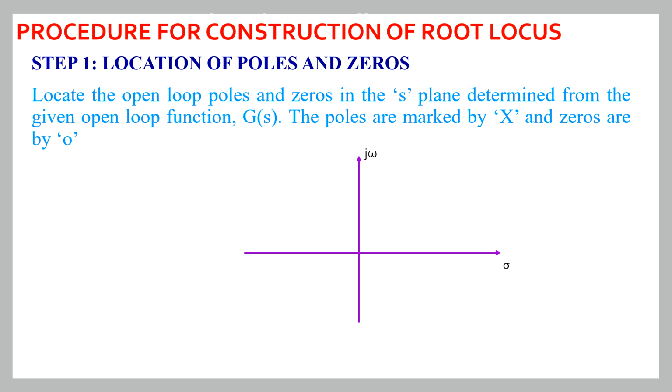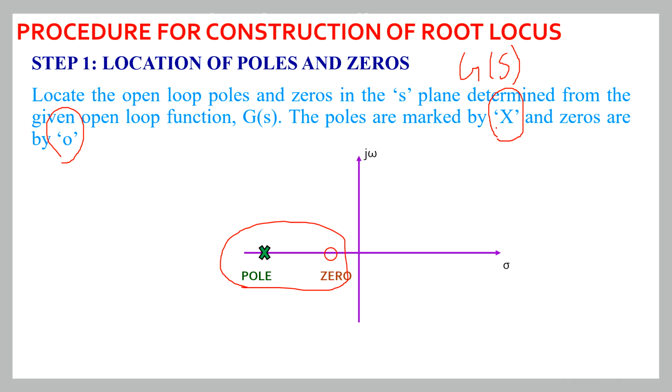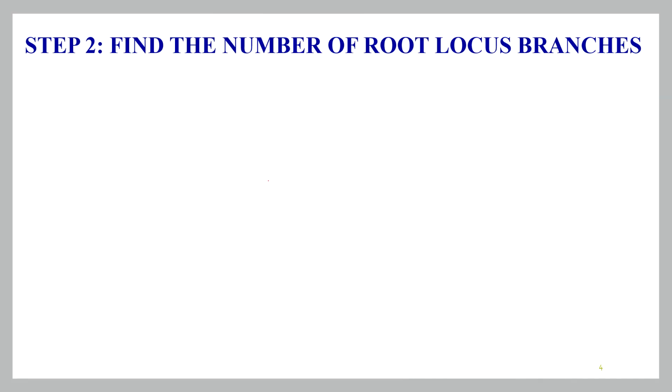The first step is to find the location of poles and zeros. From the given transfer function G(s), equate the numerator polynomial to 0. That gives the zeros. The zeros will be marked by a small circle. Equate the denominator polynomial to 0, which will give the poles. They are usually marked with a cross. This is the representation of poles and zeros in the root locus method. It is applicable even for complex poles and complex zeros.